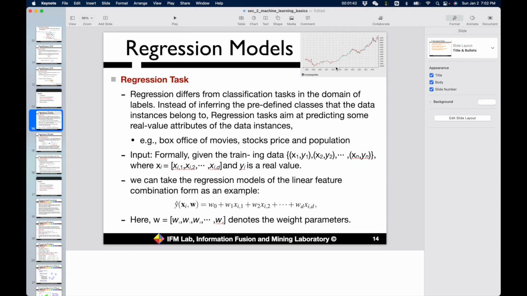And the inputs will be very similar to classification. Actually, we also have a training set because we also have to rely on the supervised information to train a model. We have a training set involving both features as well as y. This y denotes the real values, like the population or stock price or the box office of some movies, right? They are all numbers. And we want to train a regression model, which can predict these numbers for us.